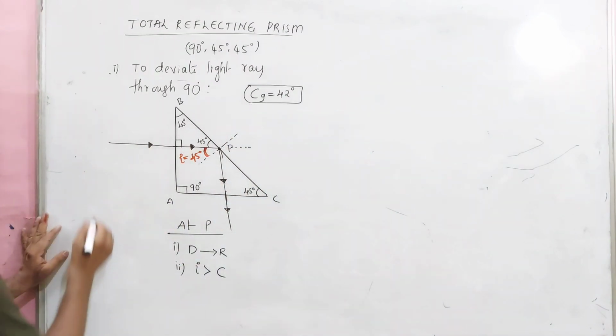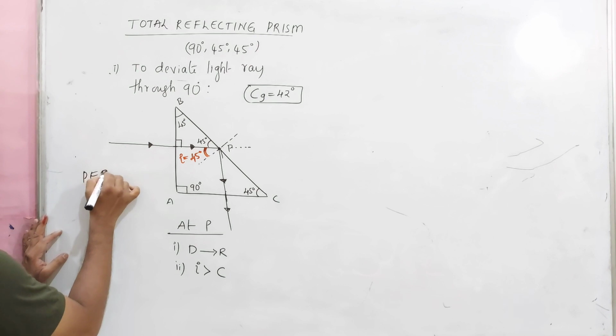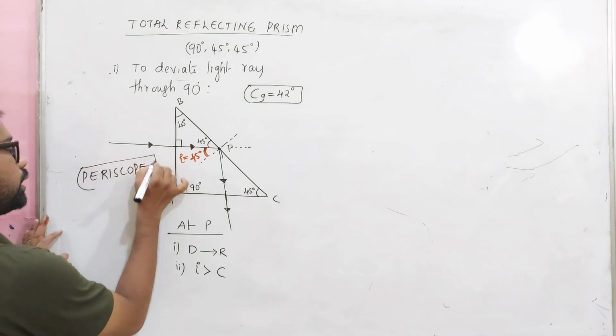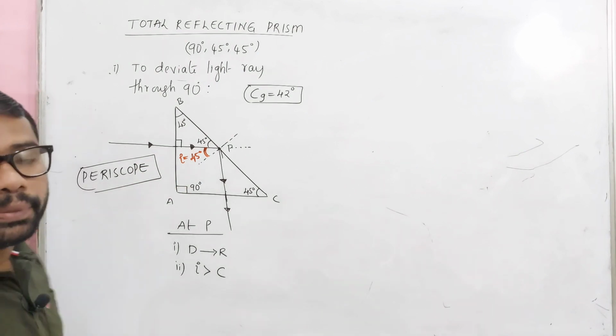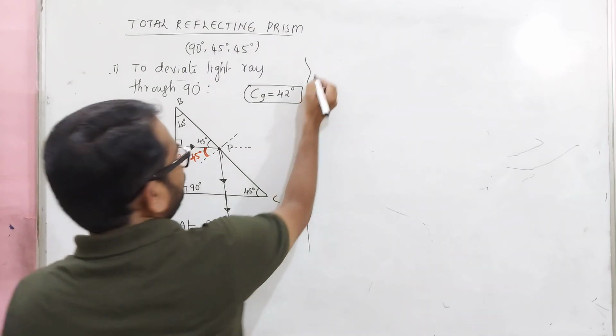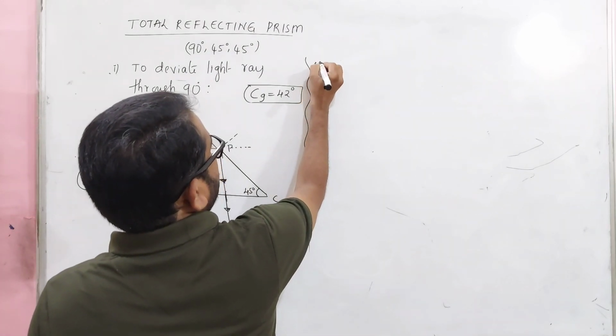So this is a case actually where we use it in a periscope. It's very, very important. So this case of the total reflecting prism is used in a periscope. Fine. Now teacher, let us see case 2. So here case 2, there is application of 2.